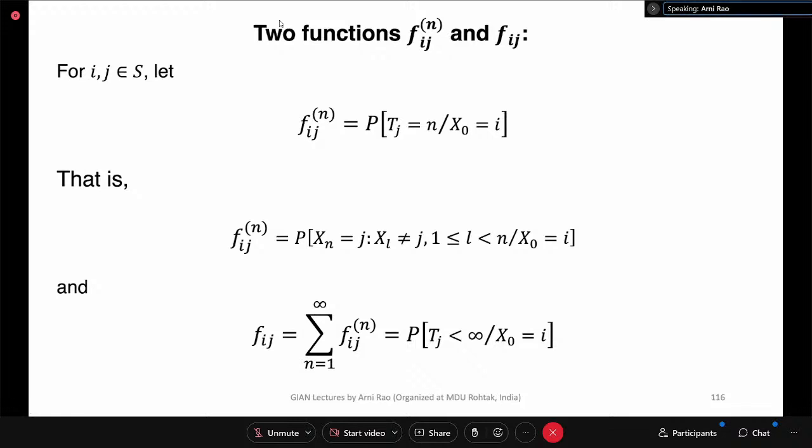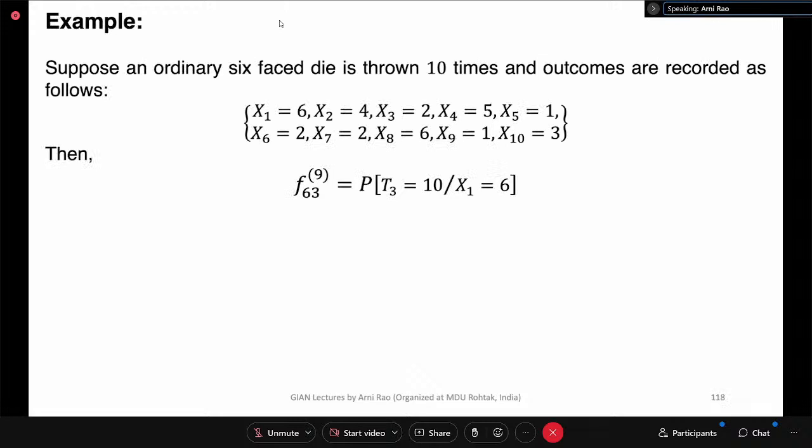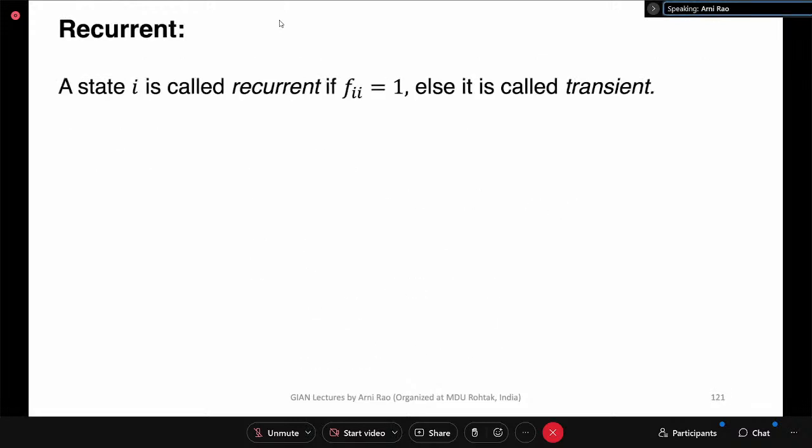So fii is 1 means reaching is sure, assured. It cannot escape. It has to come back. Starting from that state, it will come back. So leaving the state i, if the probability to come back to the state i is equal to 1, it may take infinitely many steps or it may take finite steps. Doesn't matter. But if it is assured that it will come back to the state i, then the state is called recurrent. If the probability to come back to that state is not assured, then it is called a transient state. Recurrent and transient, two kinds of states are there, so in the stochastic process, the states are classified as recurrent state or transient state.